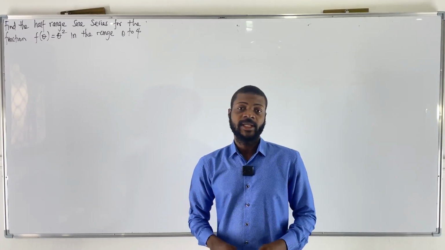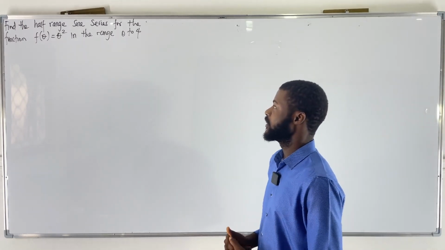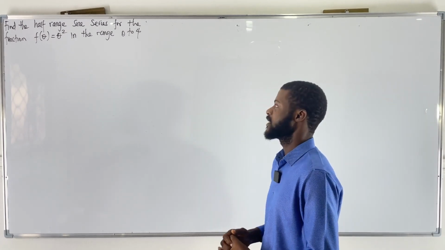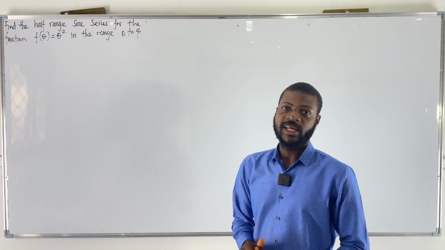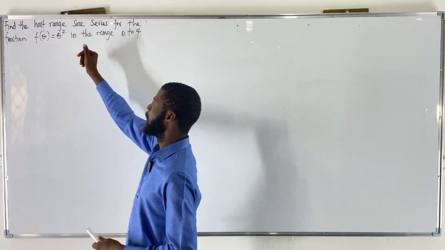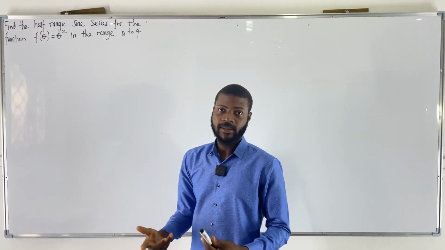Welcome, ladies and gentlemen. In this video, we'll solve this problem. It says we should find the half-range sine series for the function f of theta equals theta squared in the range 0 to 4. Now remember that since the range has been halved, the full range will be 8. The full range will be 8.